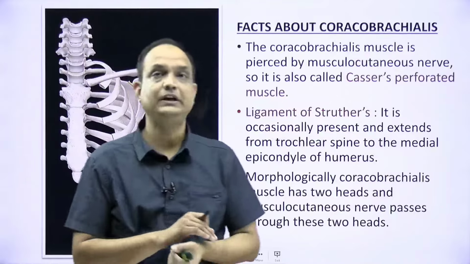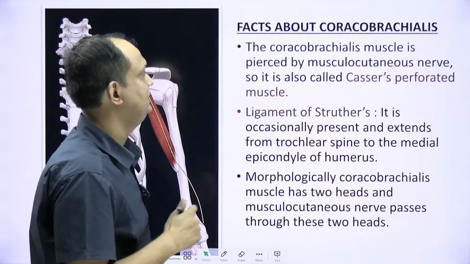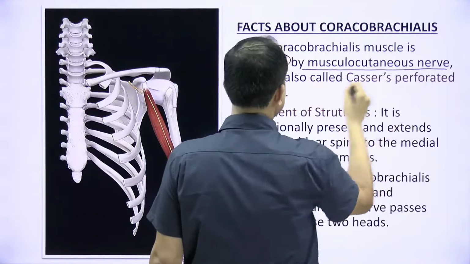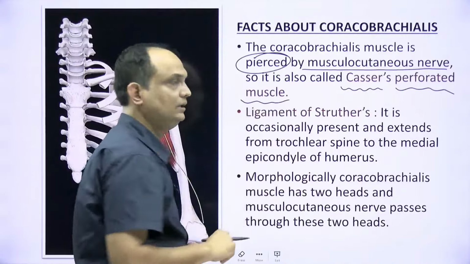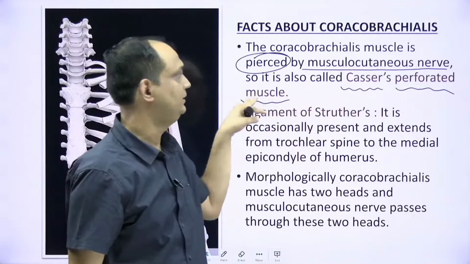Now, there are some very important facts related to this muscle. First is that coracobrachialis is pierced by the musculocutaneous nerve. That is why it is known as Caesar's perforated muscle. Now, this is a one-liner question which you have to remember. Which muscle is known as Caesar's perforated muscle?